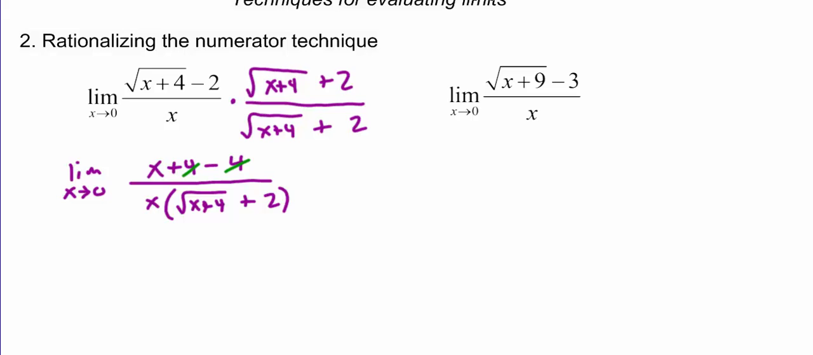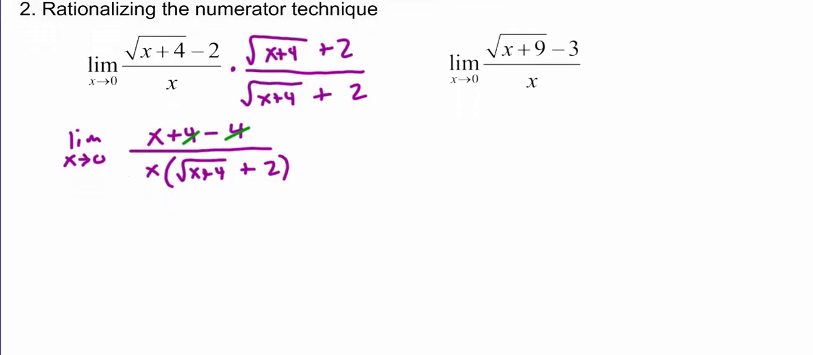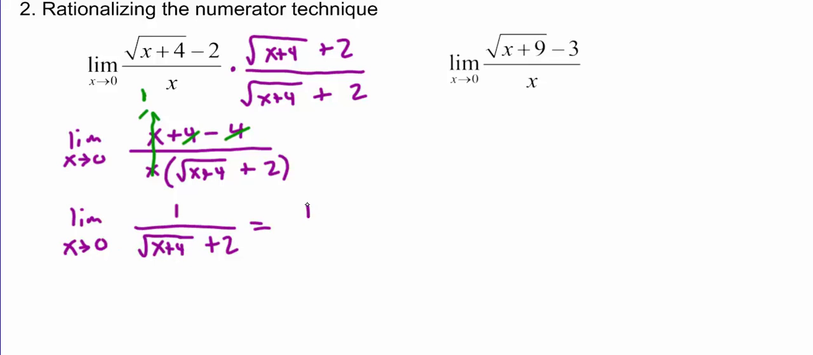Plus 4 minus 4, goodbye. And now we just have an x divided by an x, and actually, hey, x divided by x, let's get rid of that. That's just 1. And so what we've got is the limit as x approaches 0 of 1 over, and then we have this denominator. It's a little bit of a weird denominator, square root of x plus 4 plus 2. But the nice thing is this, when you plug in 0, square root of 4 is 2, 2 plus 2 is 4, so your limit is 1/4.